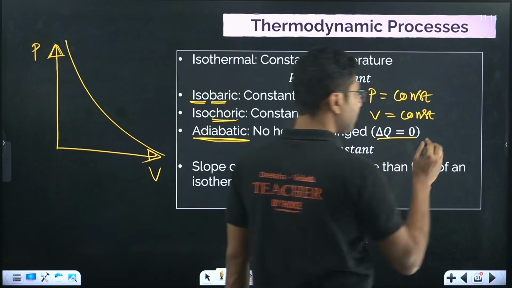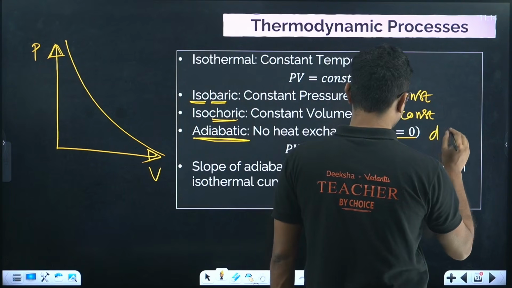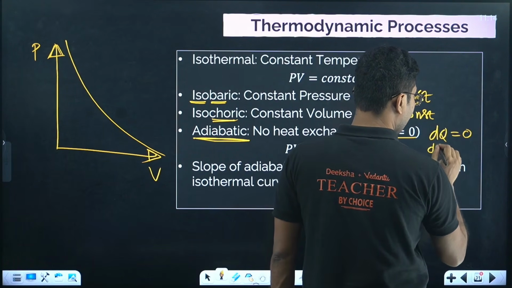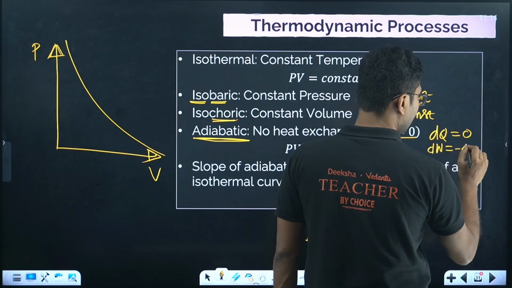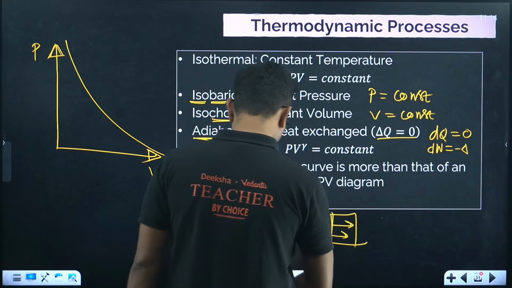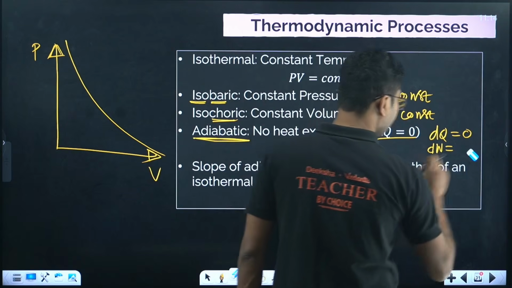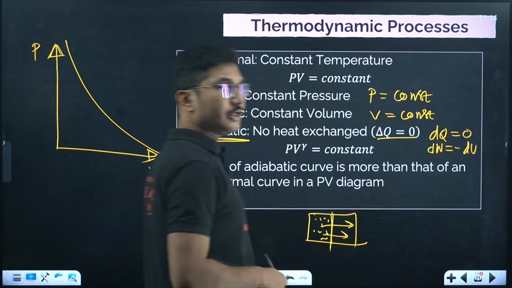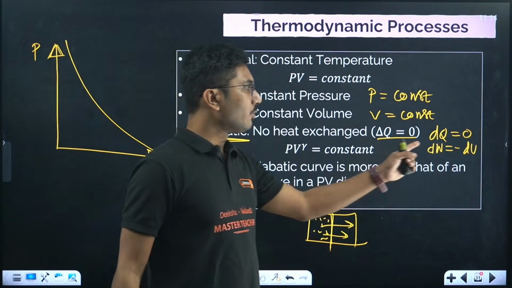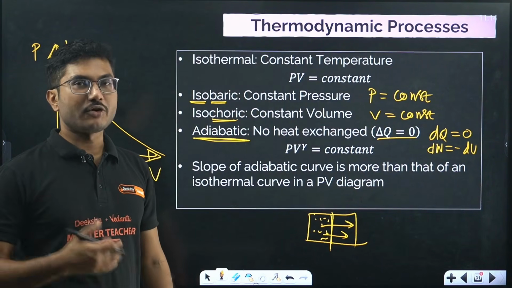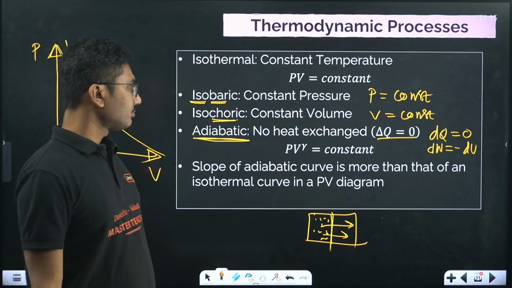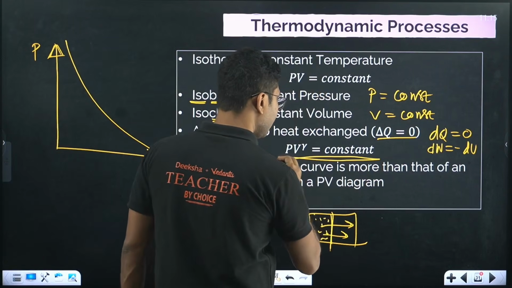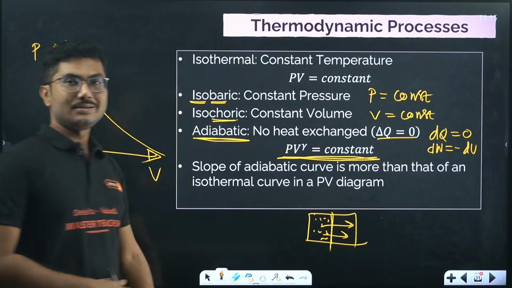So from the first law of thermodynamics, since delta Q is 0, whatever work the gas is doing is from its internal energy. So it is minus dU. dQ is equal to W plus dU. So basically the work done will be at the expense of its internal energy. And in adiabatic process, PV to the power gamma is constant.